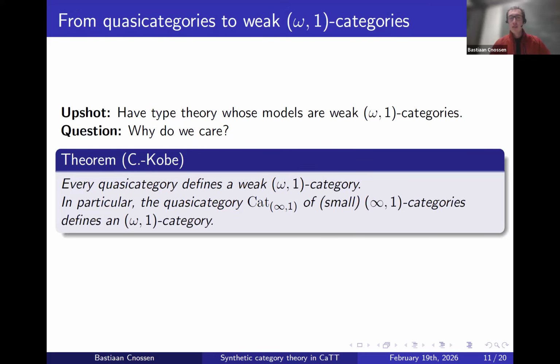But the upshot of this is that we can in particular now look at the quasi-category Cat infinity one of small infinity one categories. It is now defined as such an omega-1 category, so it's amenable to this type theory CaTT. We can probe it, we can use the language of CaTT to look inside this quasi-category. And now the question becomes: can we take the axioms that we have written down in this joint project and formulate them in this language? Can we access them in this way? This is what I'm going to talk about next.